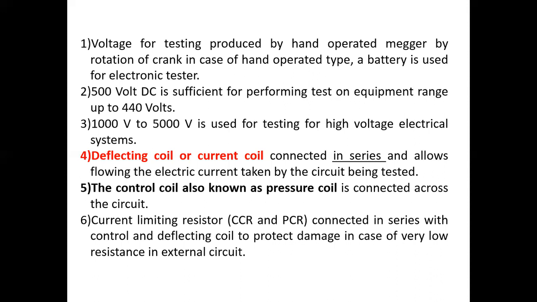A current limiting resistor, CCR, is connected in series with the control and deflecting coil to protect against damage in case of very low resistance in the external circuit. Means suppose the resistance is very low, then a high current will be produced because we generate a 500 to 1000 volt DC supply. If the resistance decreases, a high value of current will flow through the circuit, and this will be dangerous to the circuit. That's why we use the current limiting resistance in the pressure coil as well as the current coil circuit.